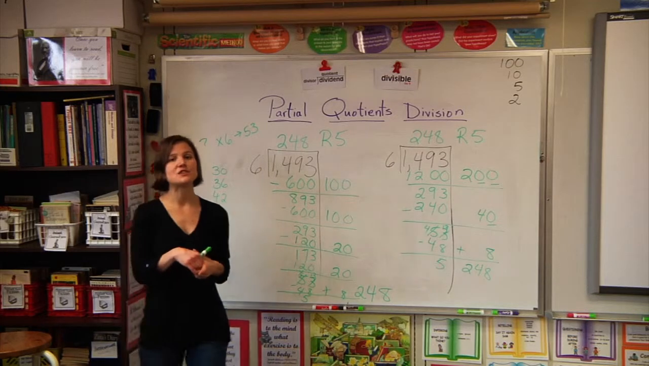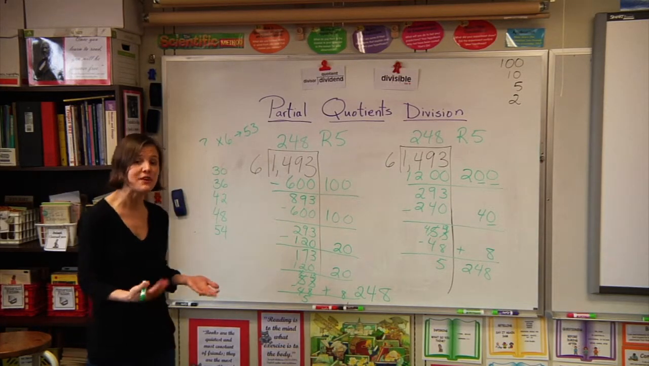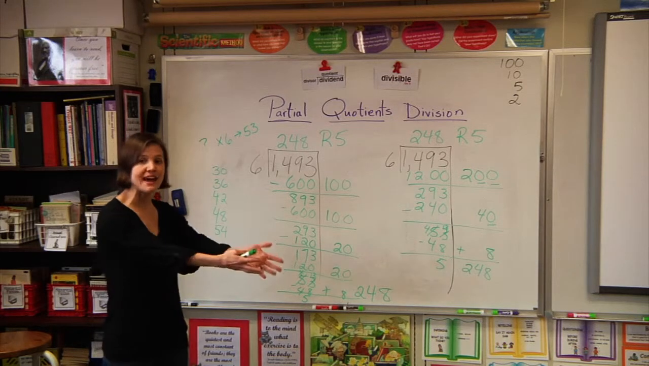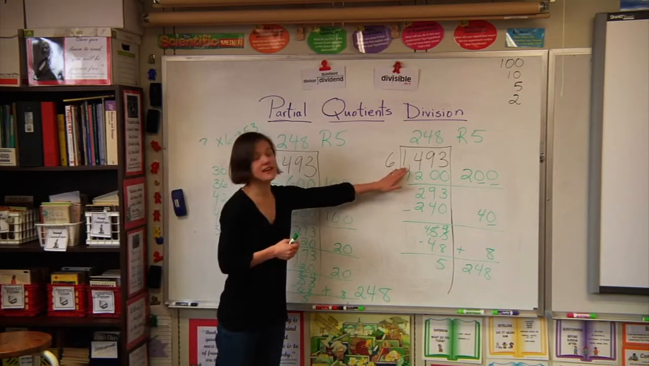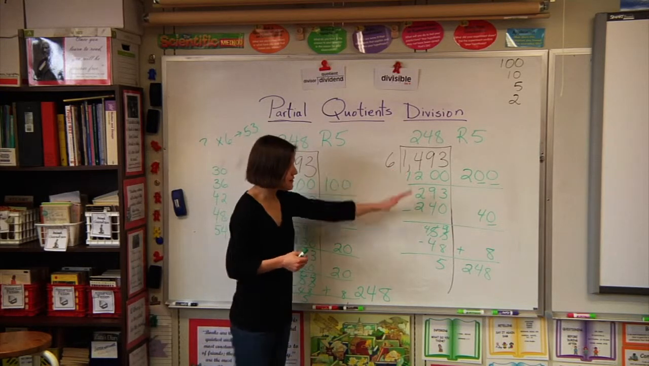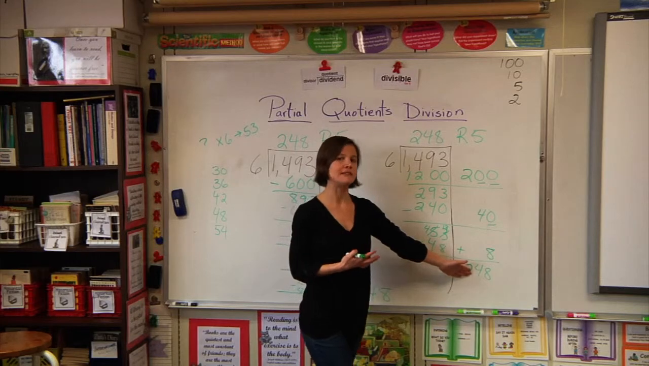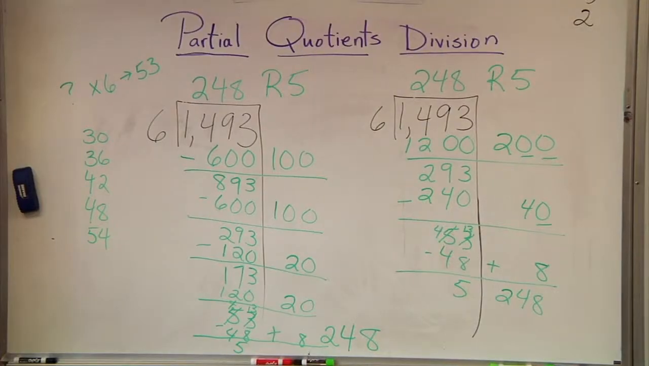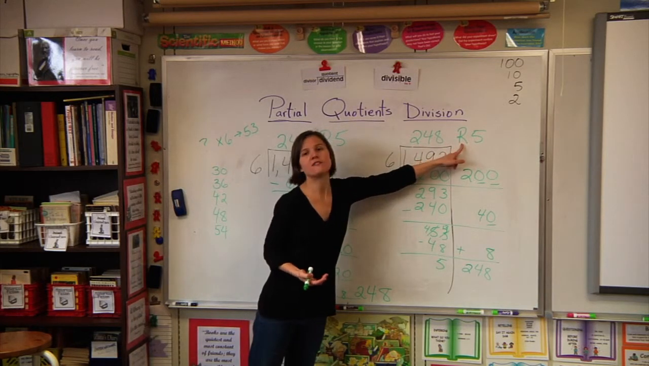The idea is to use your understanding of the place value system, to use friendly numbers, to hand out big chunks of this number that you're dividing, and then figure out in the end what were the equal groups that you created. We created 6 equal groups of 248 M&Ms, and left over we had 5 as a remainder.